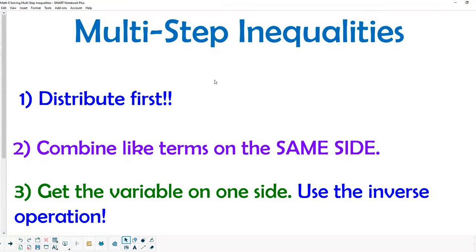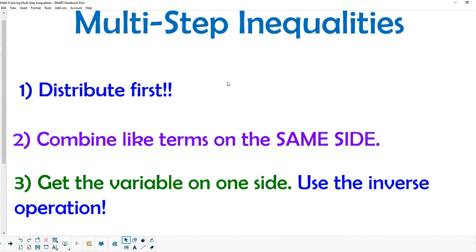Today we're going to move on to multi-step inequalities. As we mentioned earlier, inequalities are just like equations, except they have less than or greater than symbols in them instead of equal signs. Solving a multi-step inequality is just like solving a multi-step equation, except for that one rule about switching the inequality when you multiply or divide by a negative.